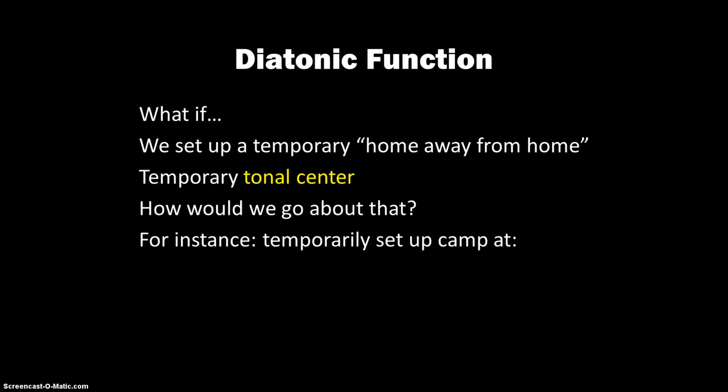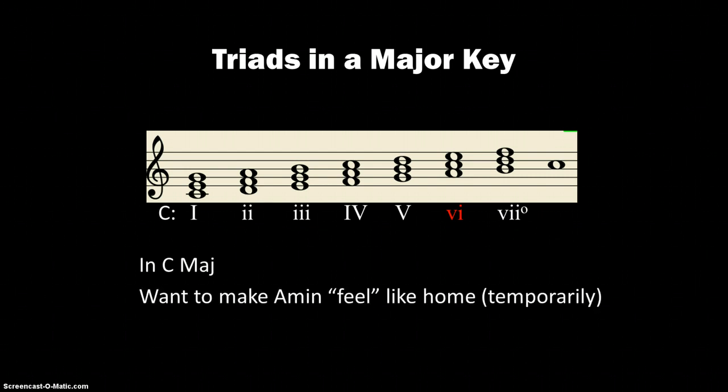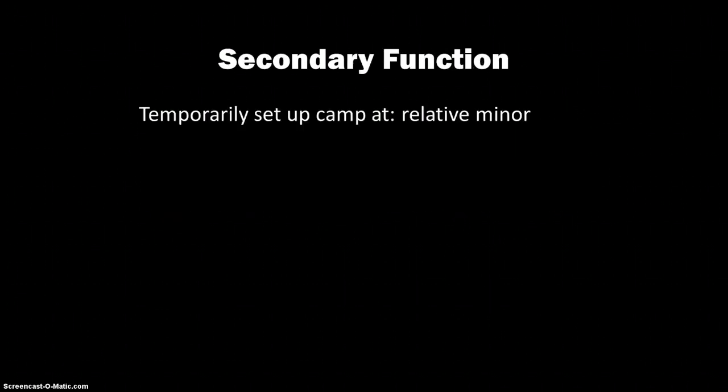For instance, what if we were in a major key, but we wanted to temporarily make the relative minor sound like home? Well, in C major, our favorite example, we know 1 is the C major chord, and these are all the diatonic chords because they all fit into the key signature. And we know that 6 is the relative minor. But how would we go about making 6 feel like home instead of 1? Just temporarily. That's where we get in a secondary function.